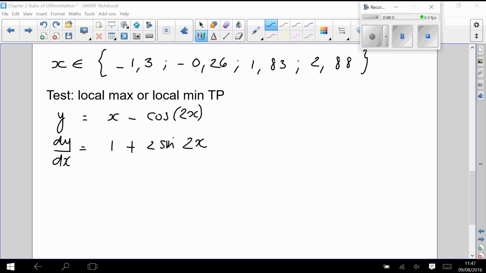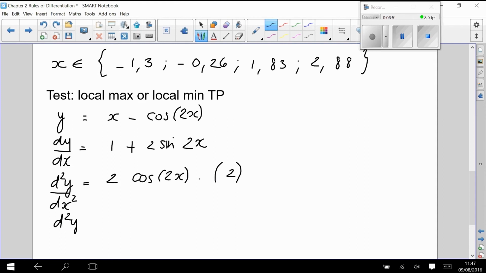As the second derivative is the derivative of 1 plus 2 sine 2x, I find that the second derivative of the function y in the variable x gives me an answer of the derivative of 1 is 0, and then the derivative of 2 sine 2x is going to be 2 times cos 2x, all times by the derivative of the inner function, which is 2. And if I simplify that, I get that the second derivative is going to be equal to 4 cos 2x.